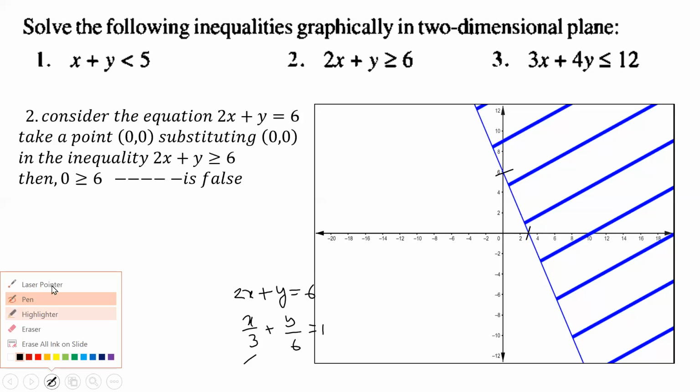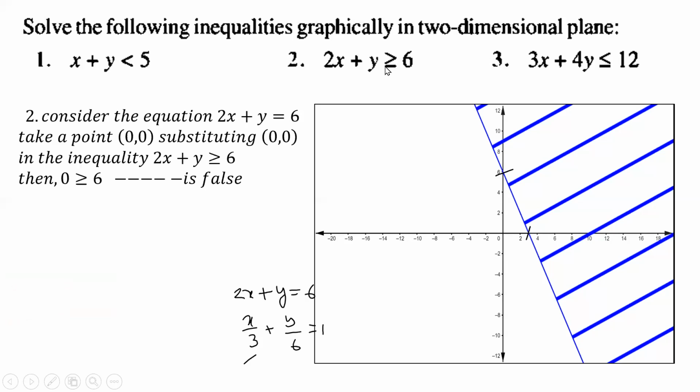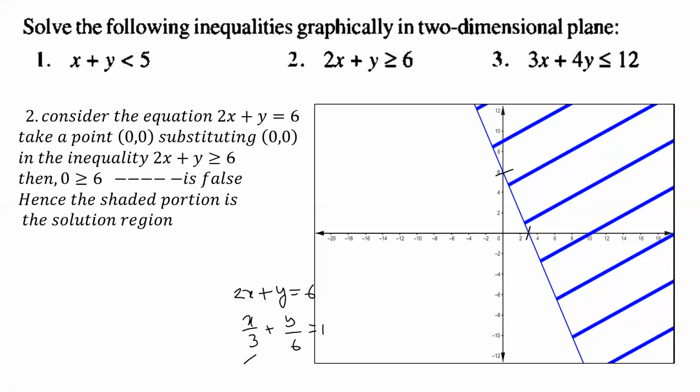One thing you need to notice here is that the inequality is given as greater than or equal to. That means we will consider the line also, that is 2x plus y equals 6. If it is greater than only, then we will not consider the line, only the points after the line. Since the greater than or equal sign is here, we will consider the line also. And this is the shaded portion, that is the solution region. So the solution region for this inequality 2x plus y greater than or equal to 6 is the shaded portion.